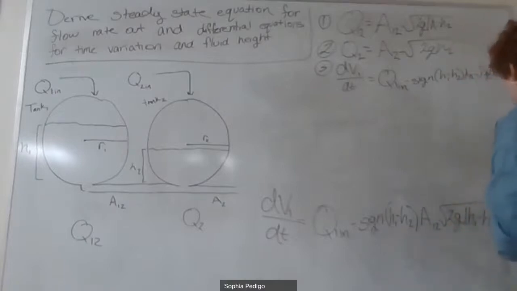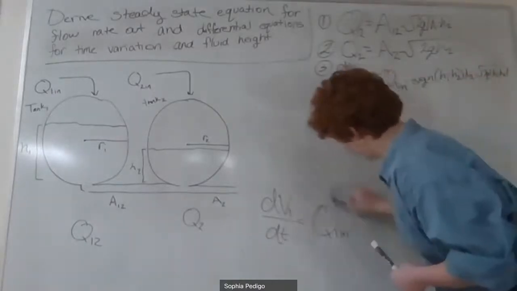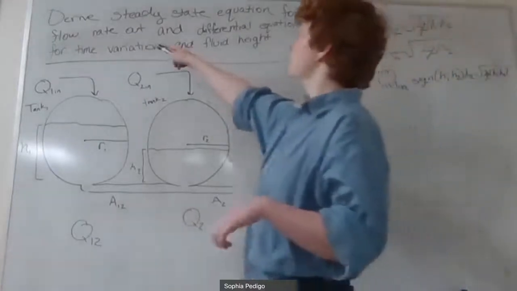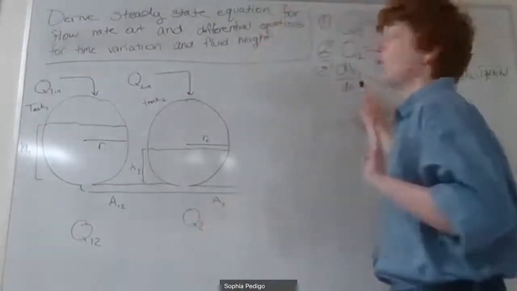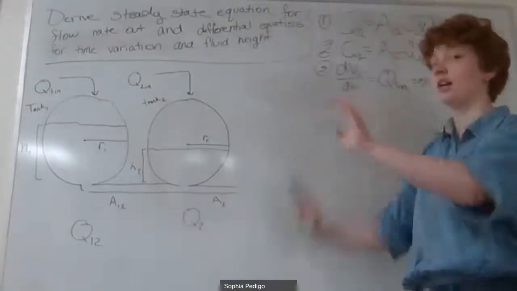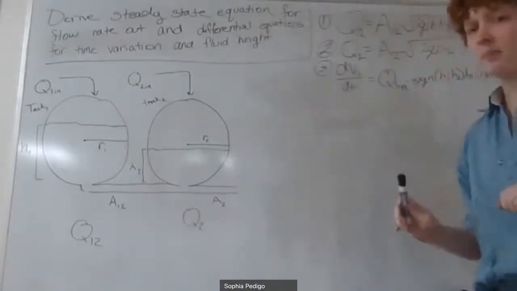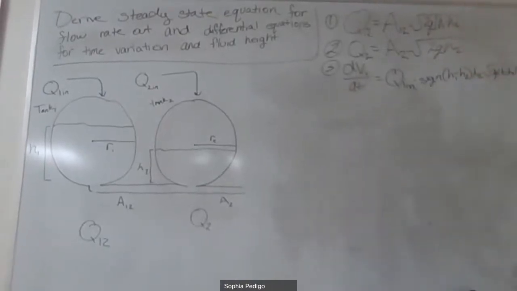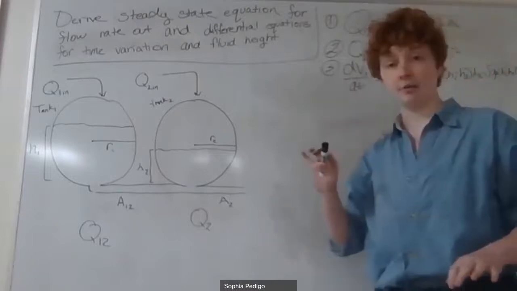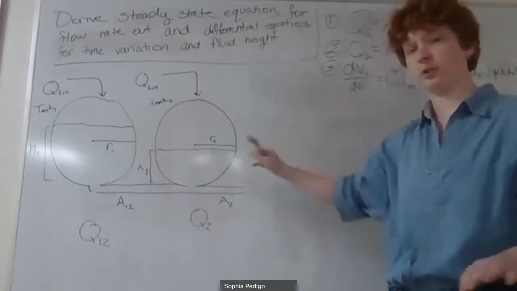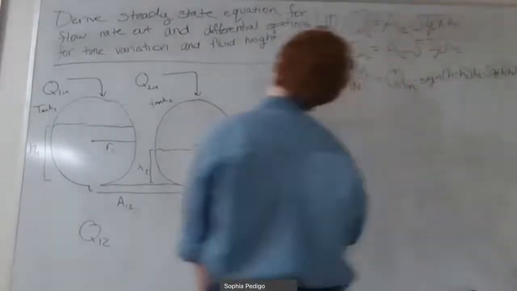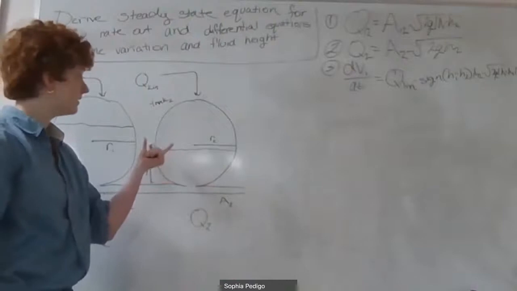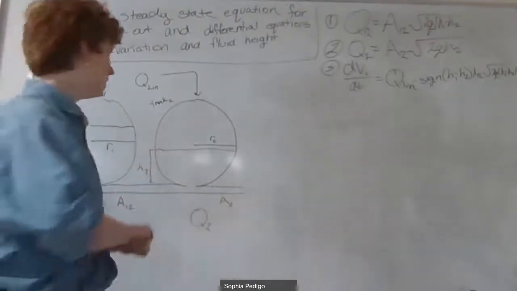Okay, now I want to keep in mind that we are asked to solve for time variation and fluid height. Right now I've got it in volume and time variation. We're going to come back to that, but for right now, we're just going to be looking at volume, and then I will look at height difference once we get some equations for this. So before I get the height difference, I want to look at the volume change for the second spherical tank.